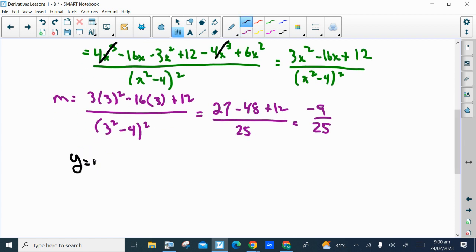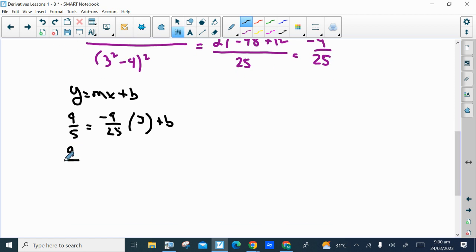In this case, if I just decide to use y equals mx plus b, the x and the y are the numbers at the point of tangency, which y was 9/5. m is negative 9 over 25, times x, which is 3, plus b. So we can solve for b. So you'll have 9 over 5 equals negative 27 over 25 plus b.